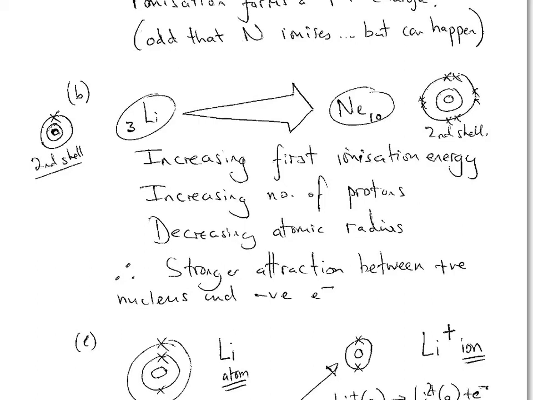The second factor is that the atomic radius actually starts to decrease when you go across the period. So decreasing atomic radius across the period means that there is a stronger attraction between the positive nucleus of neon and the negative electrons on its outer shell.